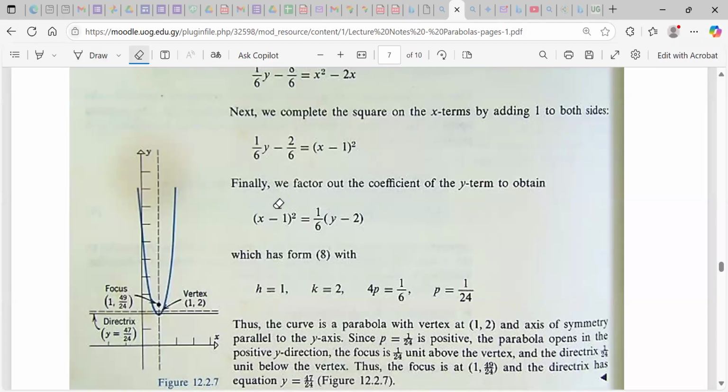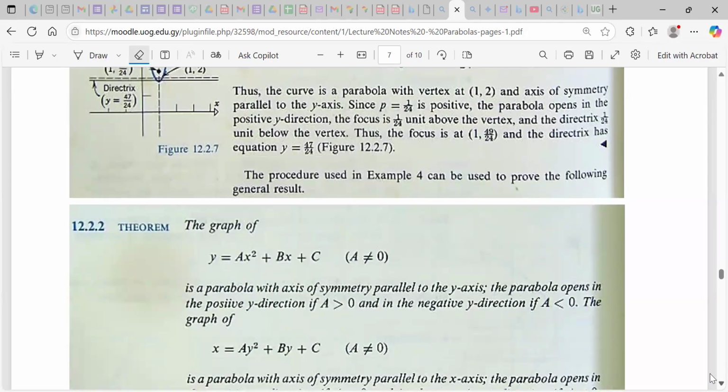Don't forget the possibility of me giving you a graph, and you have to figure out what the equation of this parabola is. There are several ways you can look at its properties: maybe its vertex, maybe its focus, maybe its directrix.